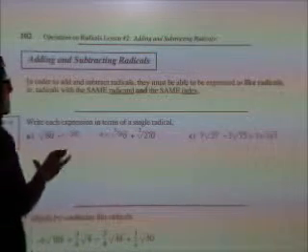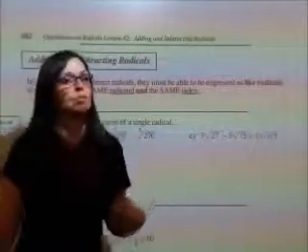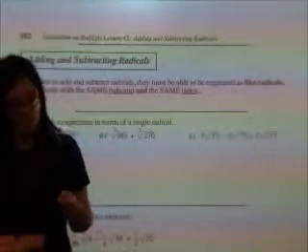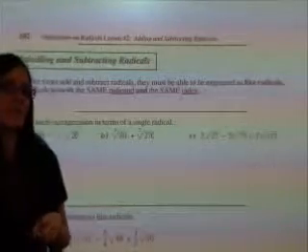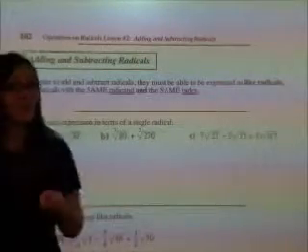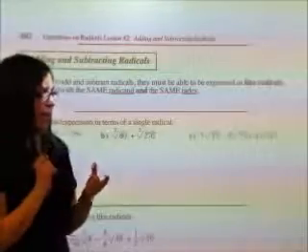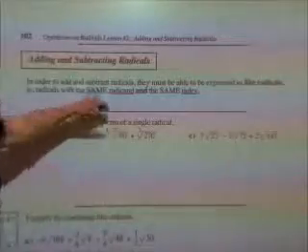So we can modify our rule. In order to add and subtract radicals, they have to be like radicals. It's kind of like the like terms we did when we were talking about polynomials. I can add x's to x's, I can add x squareds to x squareds, but I can't add x's and y's. So I can add root 3's to root 3's, but I can't add root 3's to root 6's. I can't add root 5's to cube root 5's. So they have to have the same radicand and the same index.